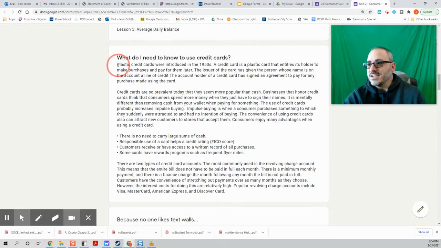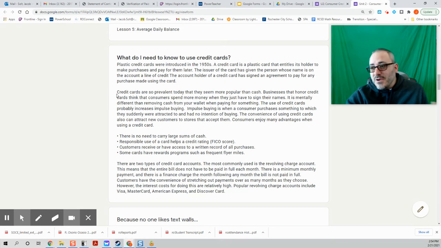Well, plastic credit cards were introduced in the 1950s. A credit card is a plastic card that entitles its holder to make purchases and pay for them later. The issuer of the card has given the person whose name is on the account a line of credit. The account holder of a credit card has signed an agreement to pay for any purchase made using the card. That's the idea of this credit card.